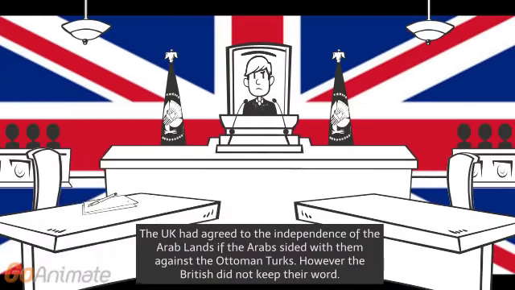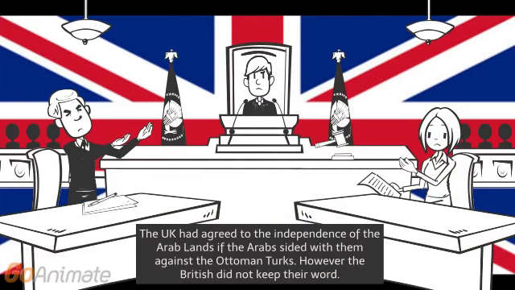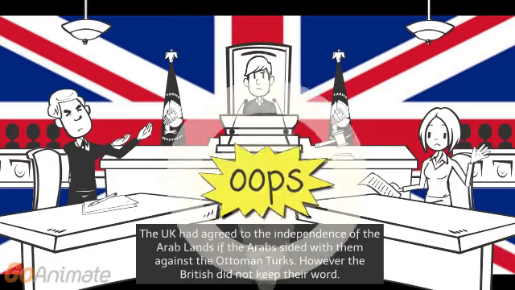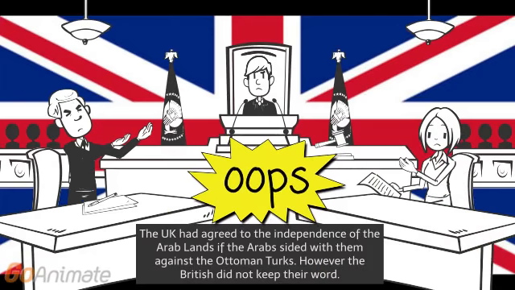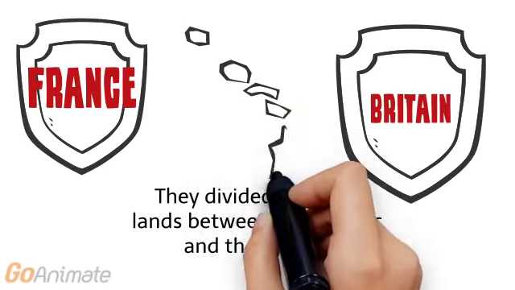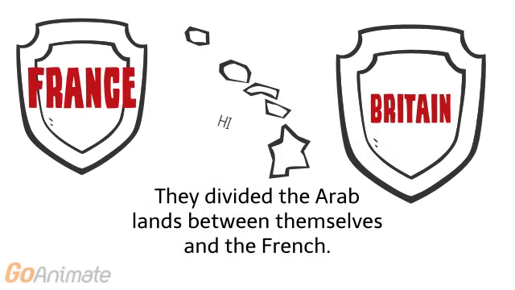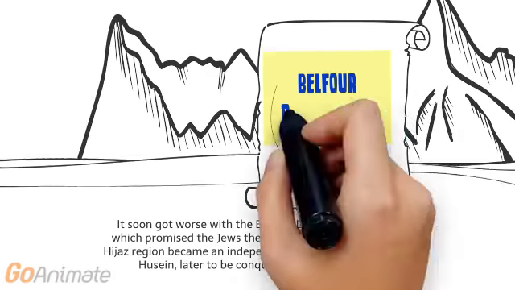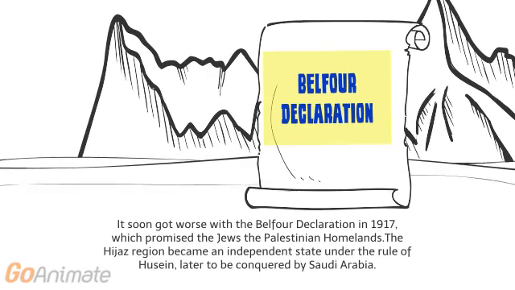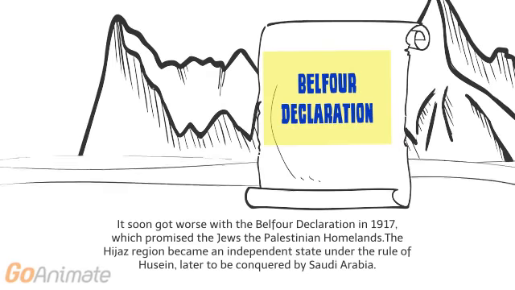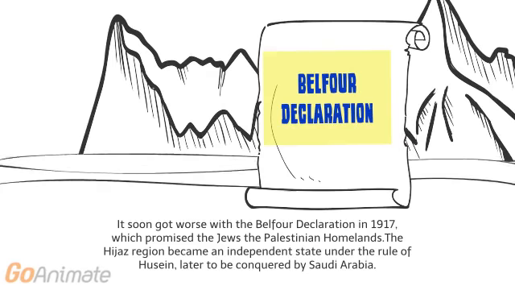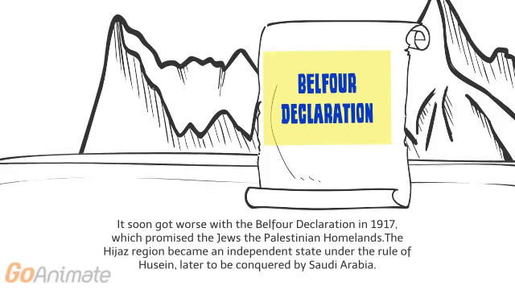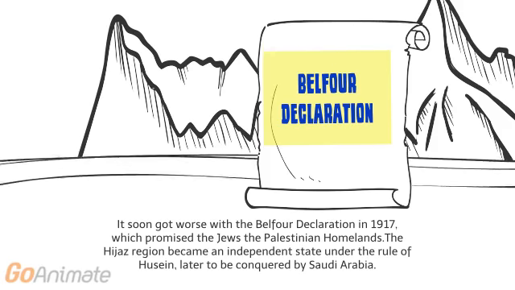The UK had agreed to the independence of the Arab lands if the Arabs sided with them against the Ottoman Turks. However, the British did not keep their word. They divided the Arab lands between themselves and the French. It soon got worse with the Balfour Declaration in 1917, which promised the Jews the Palestinian homelands. The Hijaz region became an independent state under the rule of Hussein, later to be conquered by Saudi Arabia.